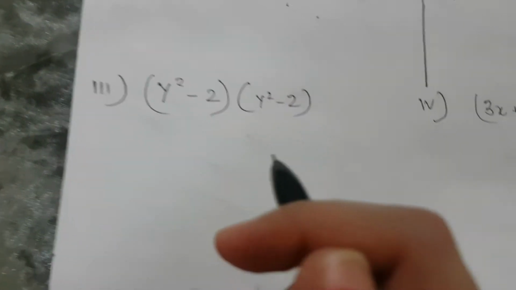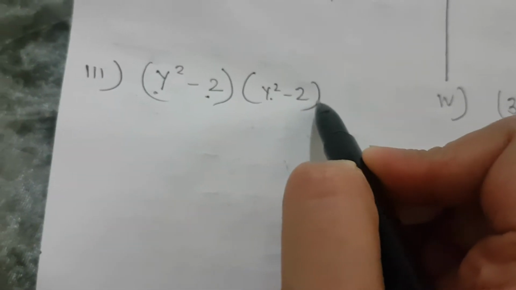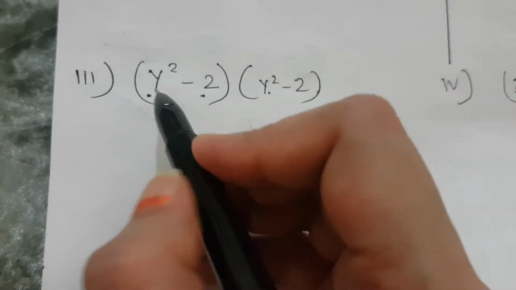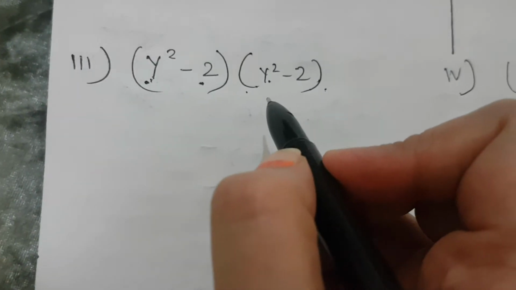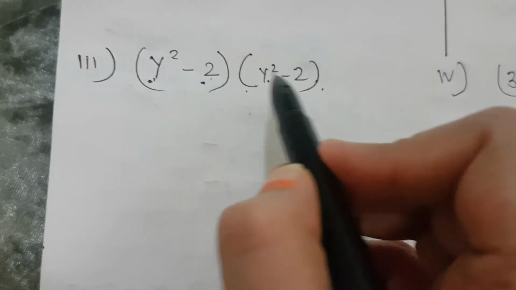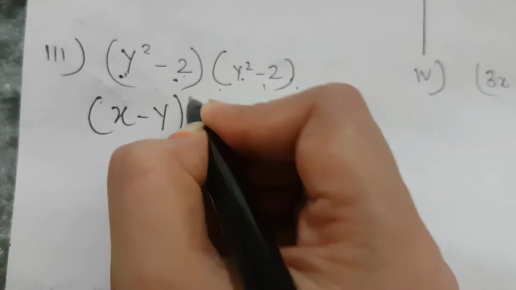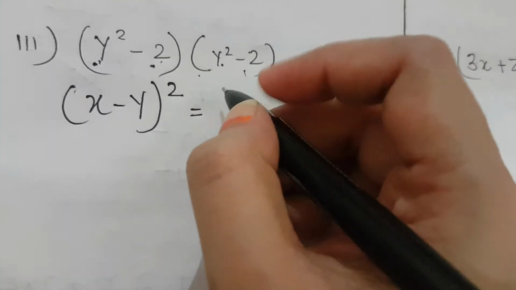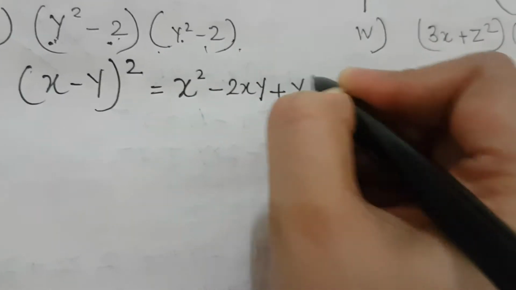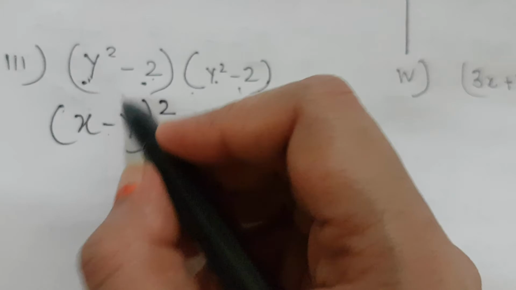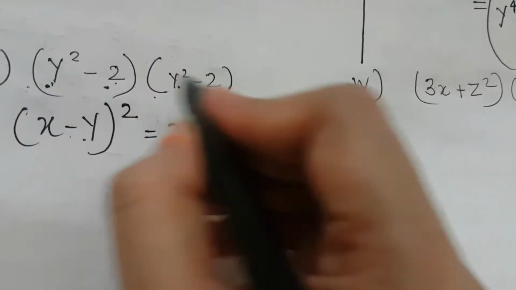Now third part. y square minus 2, y square minus 2. So which identity will we apply here? Both expressions are same, first one also and second one also, y square minus 2. And both expressions are negative also. So which identity? x minus y whole square. What was the identity? x square minus 2xy plus y square. Now by comparison see what is the value of x and what is the value of y in the given question.